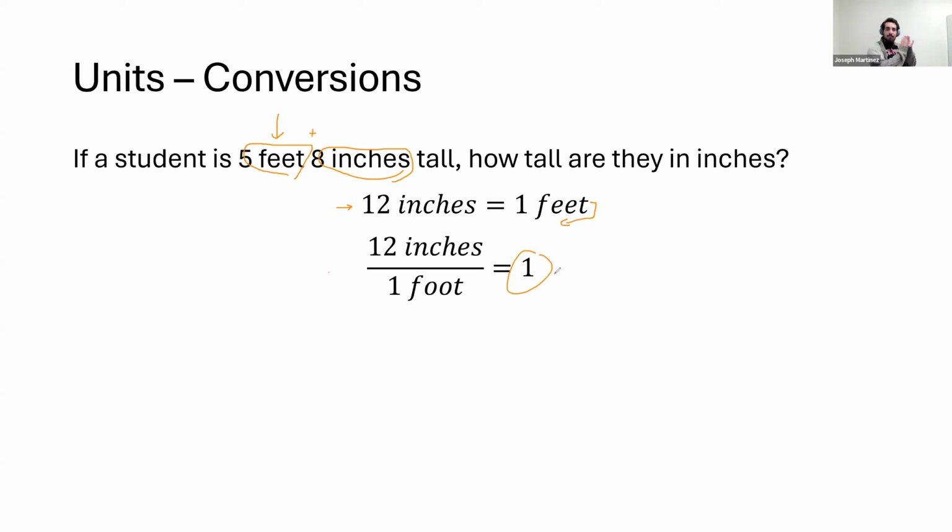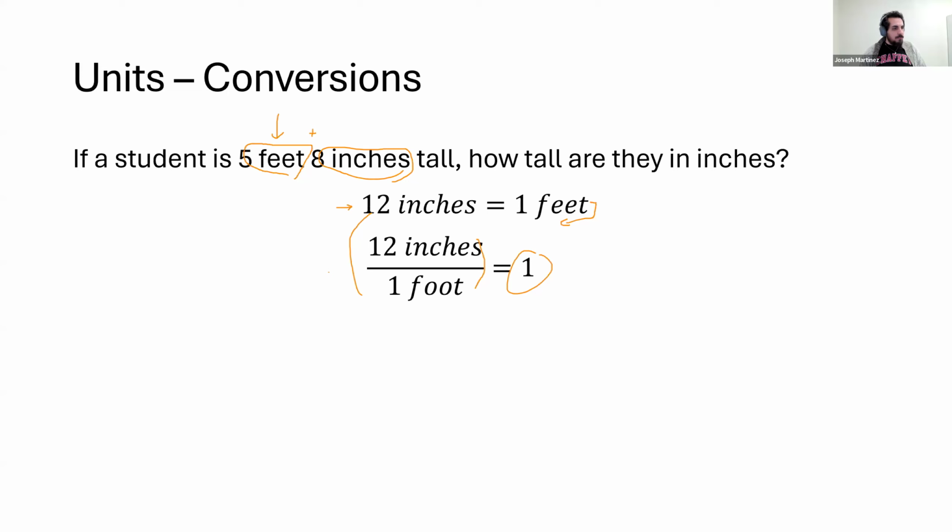So whatever this thing is on the left-hand side, we know that it equals 1, the numerical value of 1, and that's very important. On the left-hand side, we just have 12 inches divided by 1 foot, right? So this is what we would call our conversion factor, 12 inches divided by 1 foot. And our conversion factors should always be equal to 1.